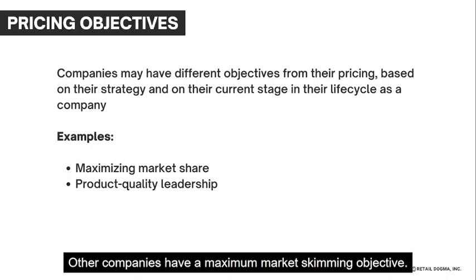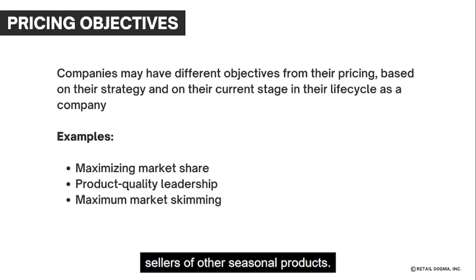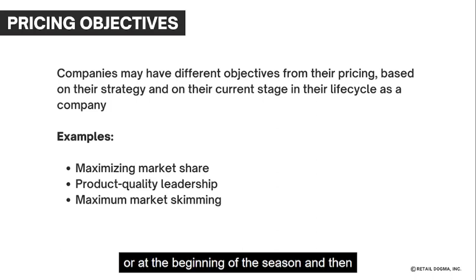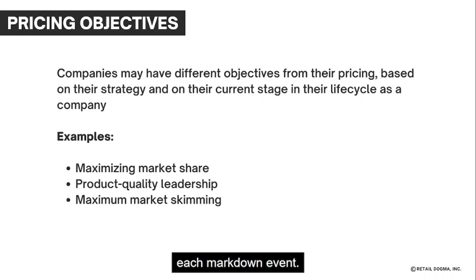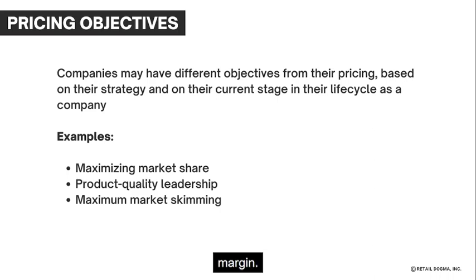Other companies have a maximum market skimming objective. This is commonly used by fashion retailers and sellers of other seasonal products, where the price is set high with the launch of the new collection or at the beginning of the season, and then after a few weeks it starts to gradually fall with each markdown event. So we could be selling 30% to 40% of the collection at full price, let's say at 60% margin.